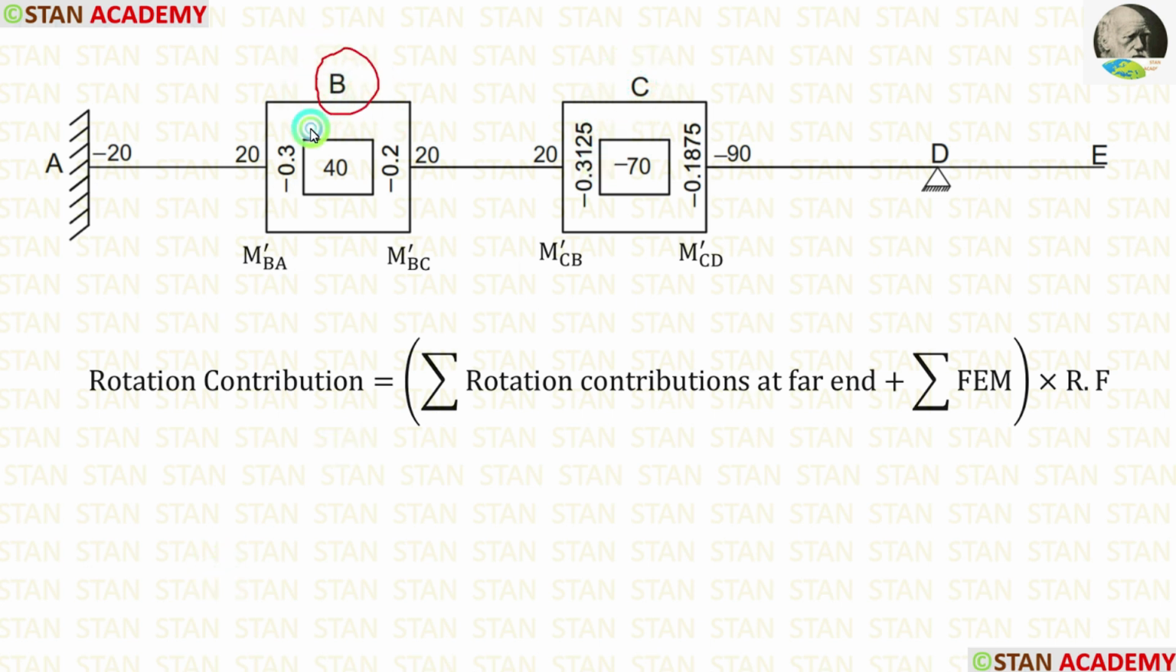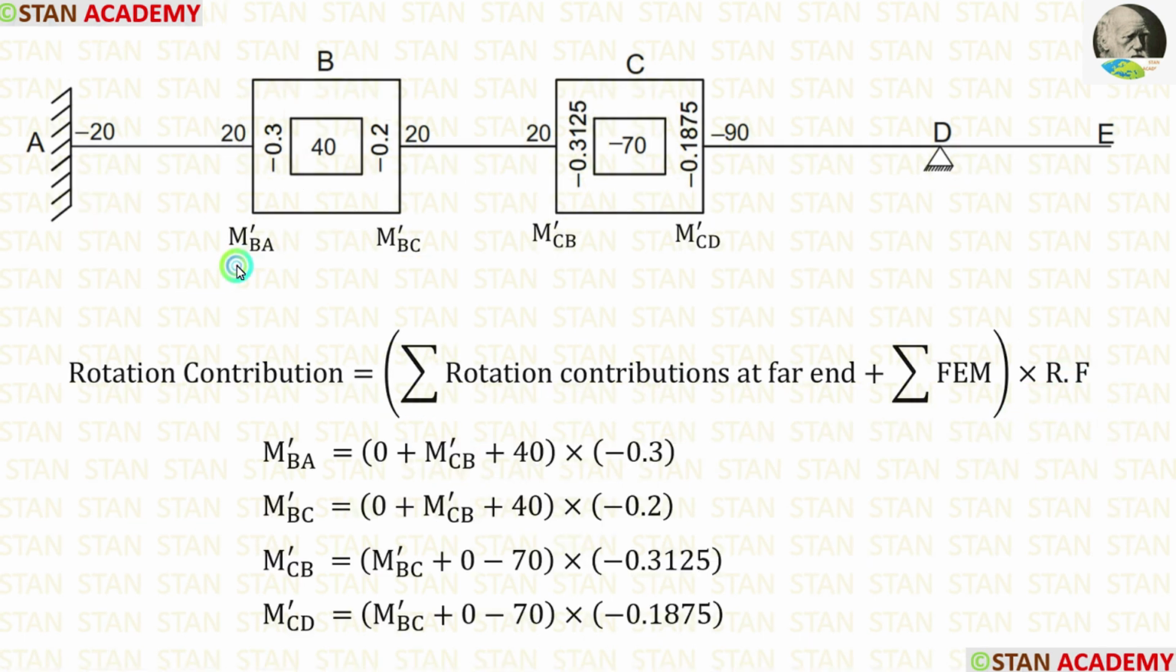In the joint B, we are having two rotation contributions, M-BA and M-BC. In the joint C also, we are having two rotation contributions, M-CB and M-CD. Let us see the formula to calculate the rotation contribution. Summation of rotation contributions at parent plus summation of fixed end moments into the rotation factor. Let us see how to calculate the rotation contributions using the formula.